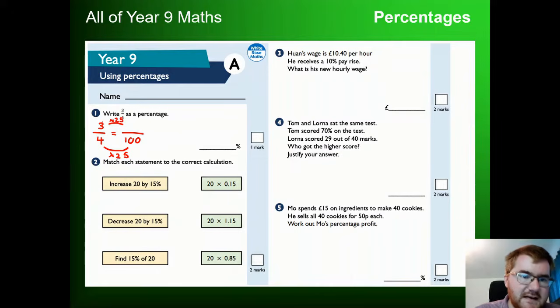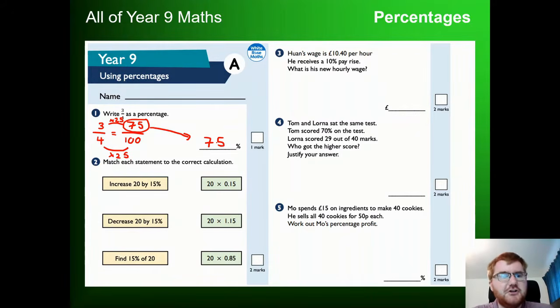So we do 3 times 25, that gives us 75. And the reason we did this is we can just take the top of the fraction and write it into our answer box. So 3/4 is equal to the same as 75%. And you can do that with pretty much any fraction. 1/8 you have to be a little bit more careful with.